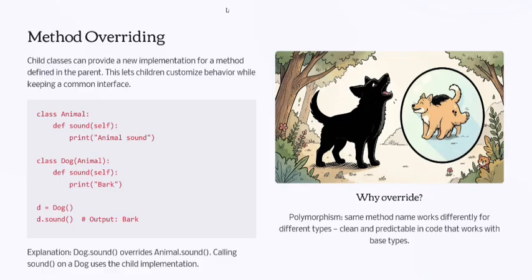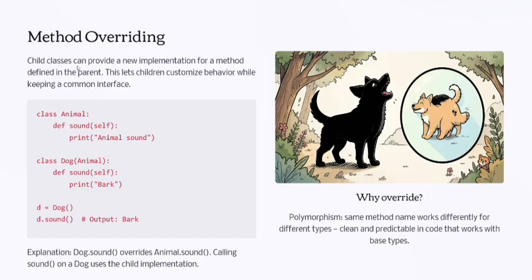This allows customization. So, a real life example of overriding: the parent class Animal has a method sound. The general implementation may be animal sound, but different animals produce different sounds. Dog bark, cat meow. So the child classes override the sound method.